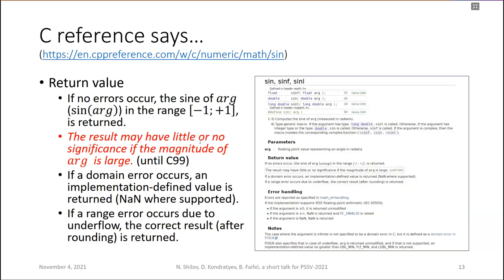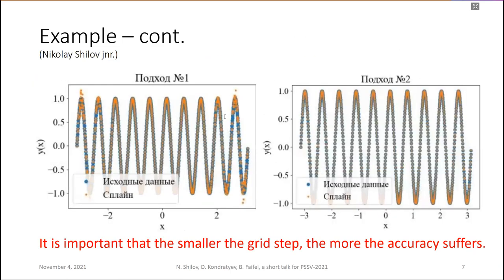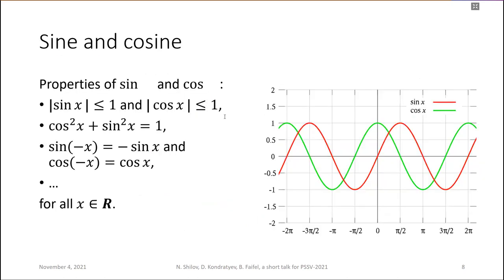The next requirement rules out any relevance of computer sine and cosine to actual sine and cosine. It says the result may have little or no significance if the magnitude of the argument is large, with no specification of what is large. So if you use sine and cosine, the result can be anything just in this range. So I am not surprised that more complicated functions for matrices, which either invert a matrix or solve a system of linear equations, are not so reliable, because even sine and cosine are not reliable at all.